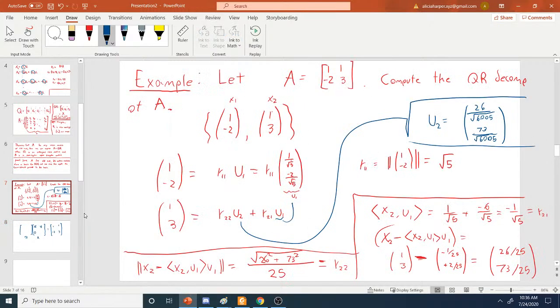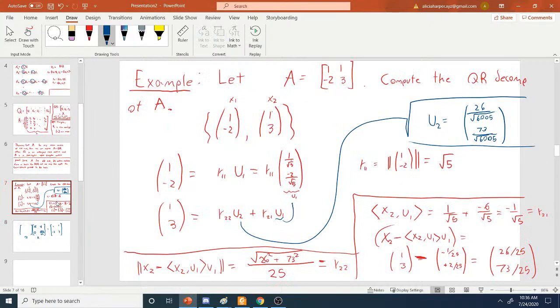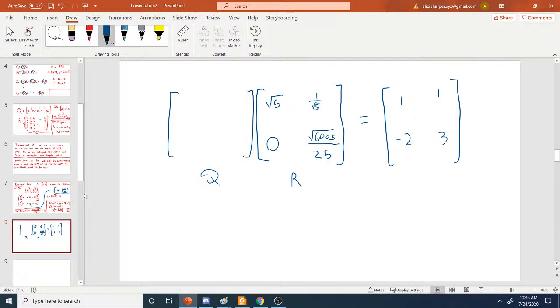And then I see my R22 is this. So square root of 6005 over 25. And I see my vector u1 here is this. So I go over and I put this in the first column of Q. 1 over the square root of 5 and -2 over the square root of 5.